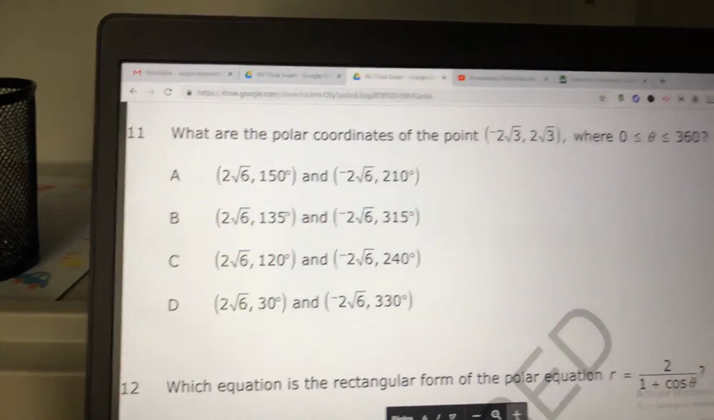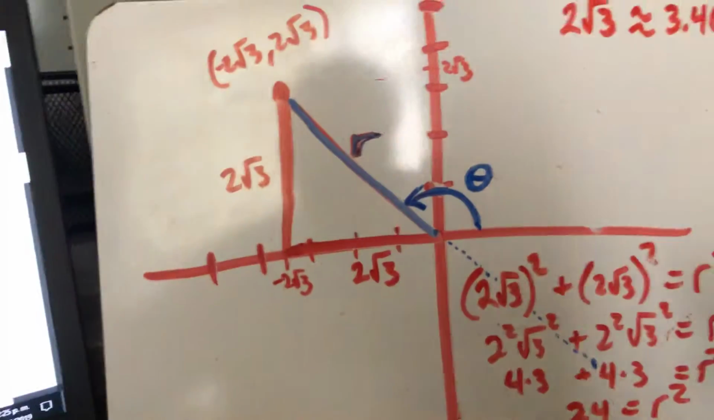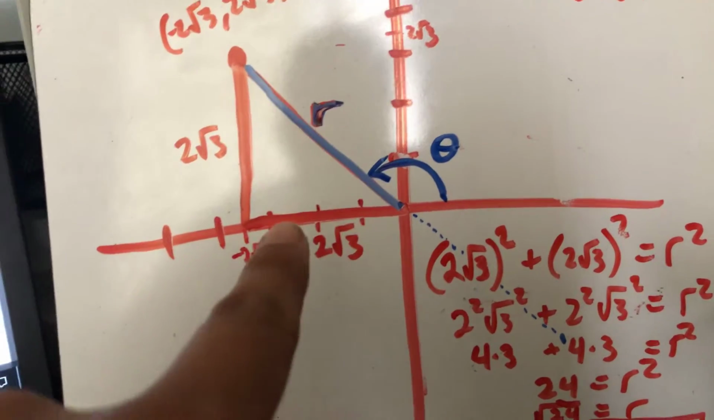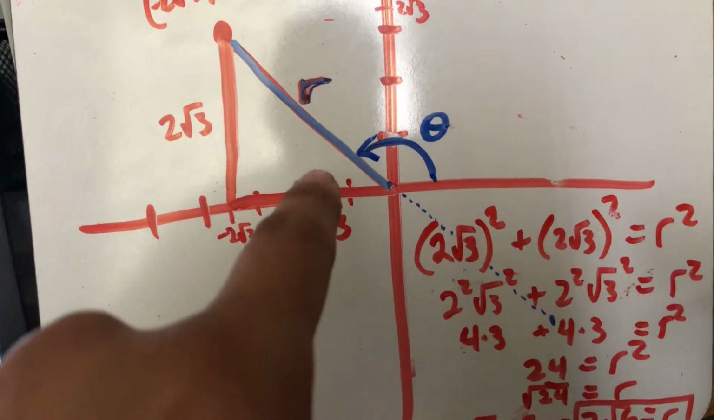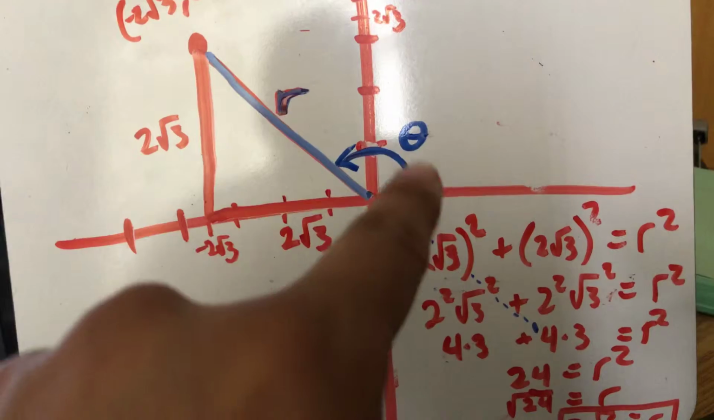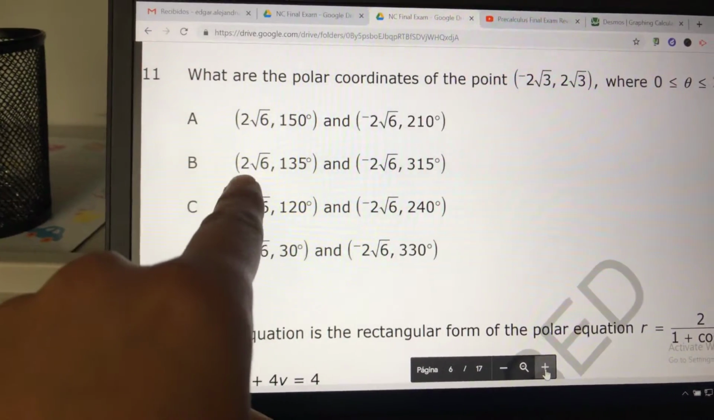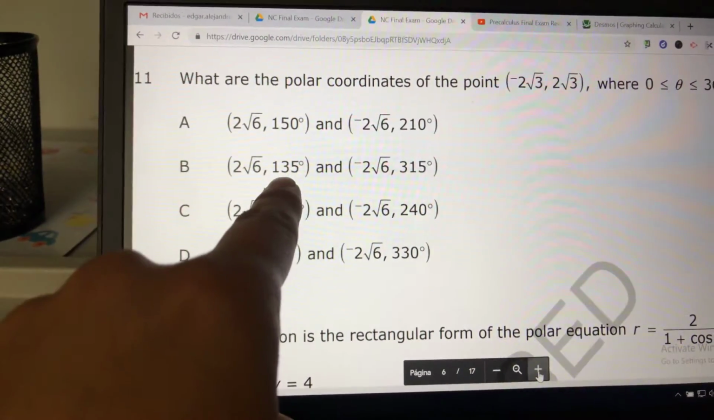All right, so the real thing is, what is the angle? All right, so if this side measures 2 root 6, what is the angle that creates it? So if you remember that this is a 45, 45, 90 triangle, if that's 45, then this angle must be 135 degrees. So the only answer choice that gives you this is B. It gives you the correct radius with 135 degrees.